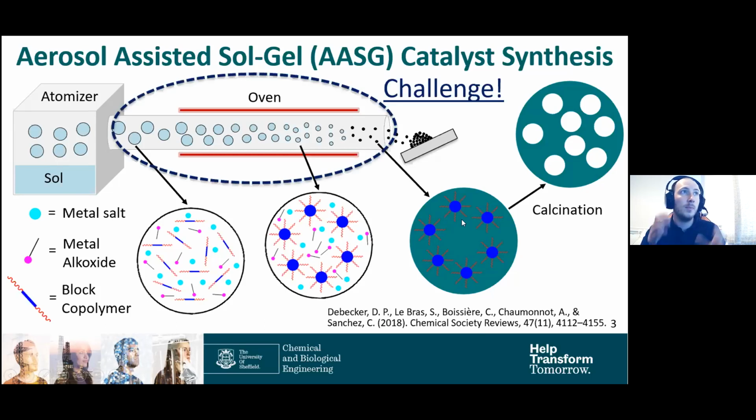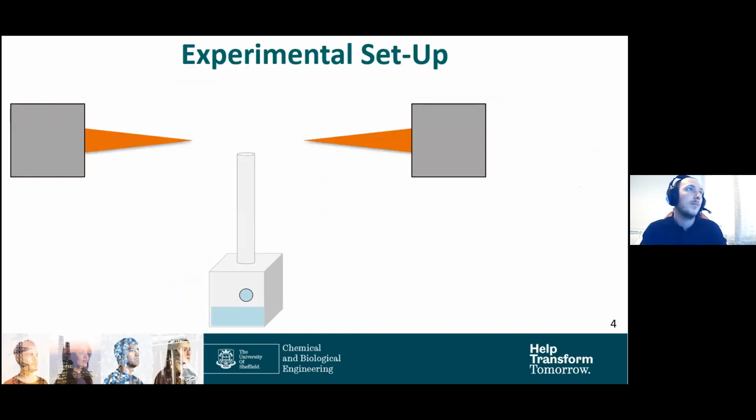But this has a challenge which we can overcome, in that it's really hard to replicate the conditions within the aerosol flow tube. It's really hard to study each droplet because it's a really low concentration and they're continuously traveling. But we were able to use the optical tweezers to replicate the conditions of the aerosol flow tube and study operando conditions. So for the experimental setup, we had a little nebulizer, and we nebulized our precursor solution.